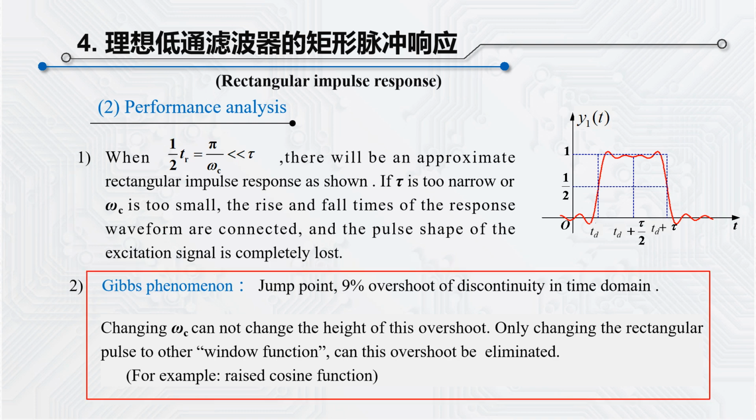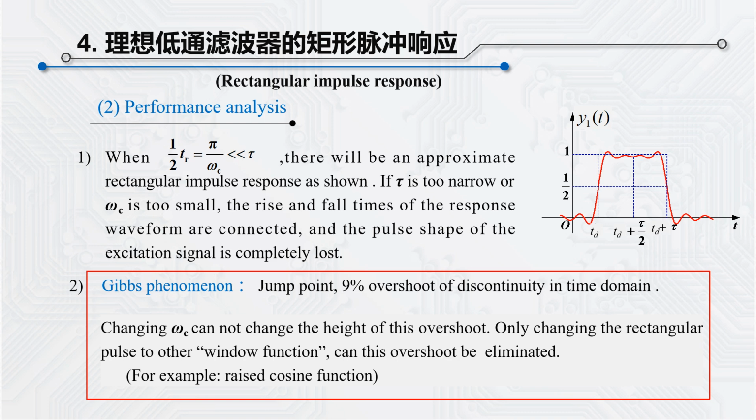Next, I will introduce a new concept to you, Gibbs phenomenon. At jump point, or discontinuity in time domain, there is a 9% overshoot. Changing omega c has no effect on this jump point. The same is true for the previous step response. Here, changing omega c cannot change the height of this 9% overshoot.